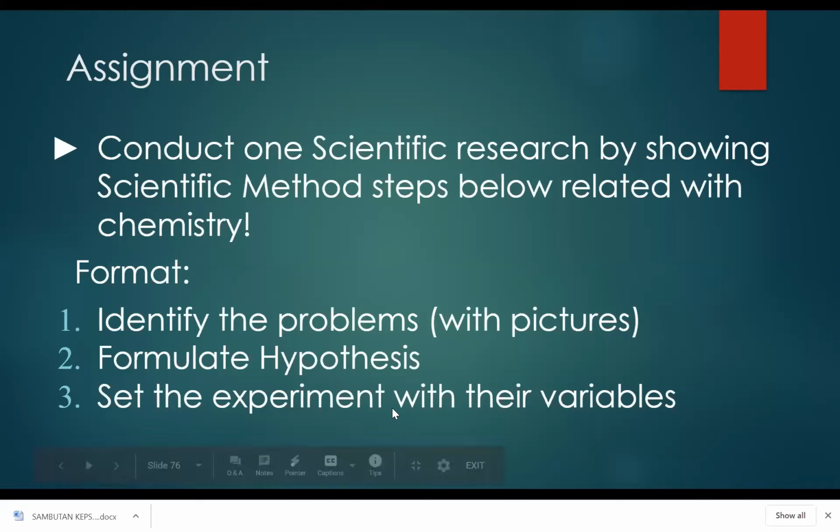And then the third one, you're going to set the experiment with its variables. You're going to set the experiment and you are going to write the variables. How do you do the experiment? And the experiment must be logical and realistic, because later on you are going to do that experiment. Okay, but not now. Now you are not doing the experiment, just only writing. You are only designing this scientific research, and only these 3 steps.